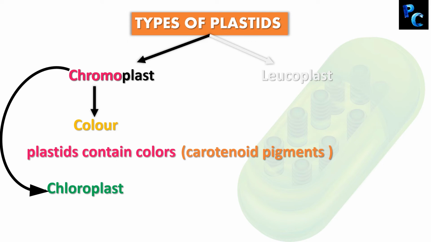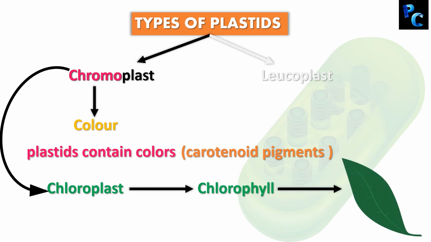What makes this green color? Chloroplast contain chlorophyll, which gives green color to the plant leaves, shoots, unripe fruits. Chloroplasts help in the process of photosynthesis. So plastids are of two types, chromoplast and leucoplast. Chromoplast are colored plastids. A special type of chromoplast is chloroplast, which contains chlorophyll.